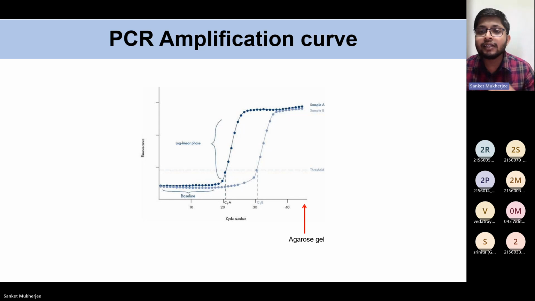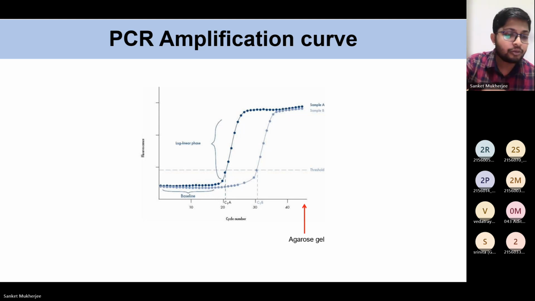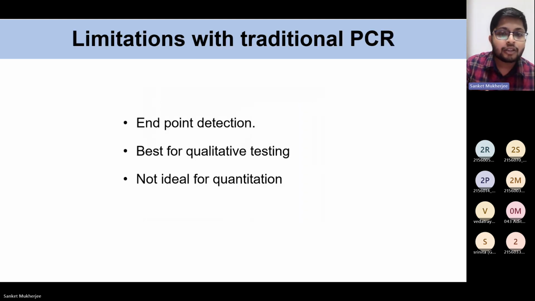So it's the cycle number at which your sample has attained the threshold value. This point. See CTA, CTB. Can you see that? Clear on that? Yes. Okay, good enough. So what is the limitation with traditional PCR?